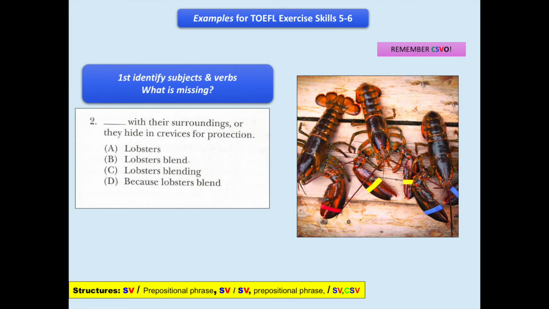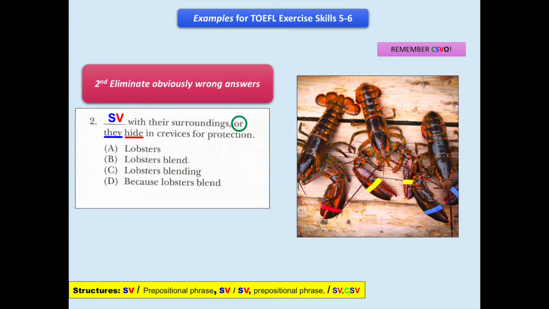Let's look at number 2. First, we need to identify the subjects, verbs, and connectors and see what is missing. This sentence starts with a prepositional phrase, with their surroundings. Then we have a connector, or, and a subject, they, and a verb, hide. Because we have this connector, we know that we need one more subject and one more verb.